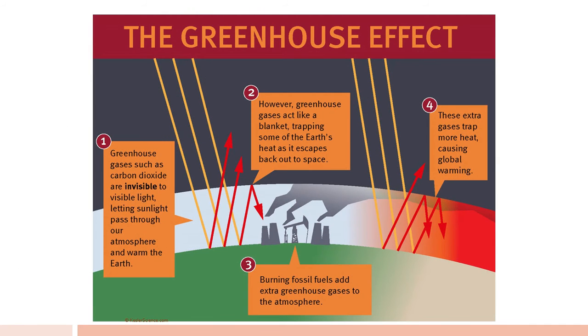Okay, so another little diagram about our greenhouse effect. Greenhouse gases such as carbon dioxide are invisible to light, letting sunlight pass through our atmosphere and warm the Earth. So sunlight's coming in, that's what we see here. Some of it is bouncing back. However, greenhouse gases acting like a blanket trap some of the Earth's heat as it escapes back out to space. So it comes in from the sun, a lot of it gets bounced back, and some of it stays in.